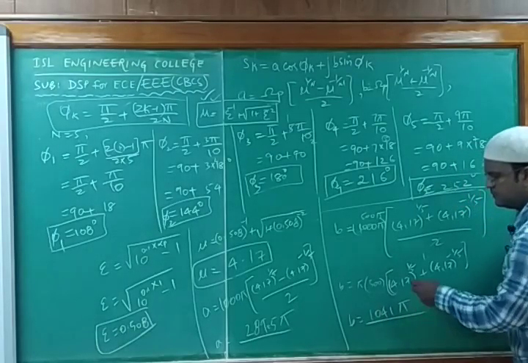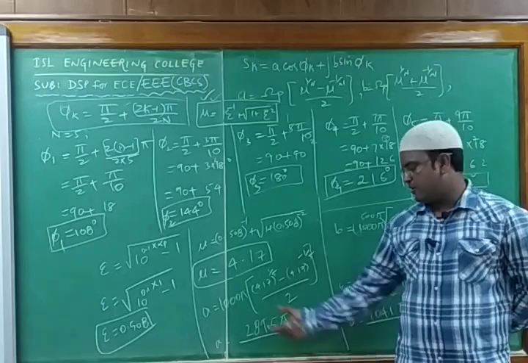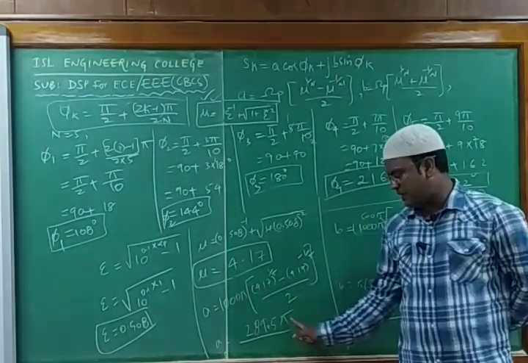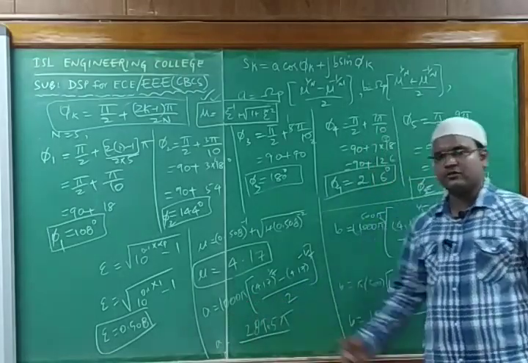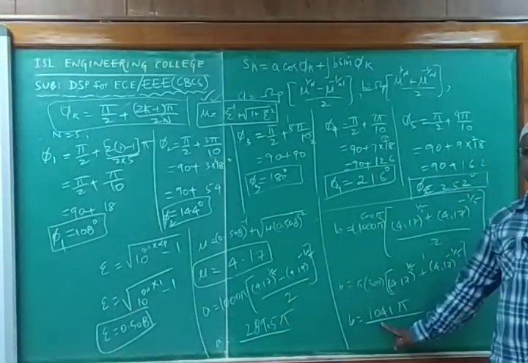1041 pi. So use this factor and keep it in your calculator and you will get this A value. Keep pi as it is. Don't use the pi value. Pi you keep as it is. The remaining factors you substitute. Here also keep pi as it is. You will get this 1041.